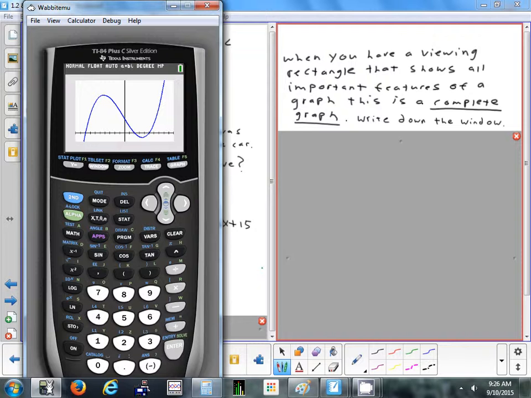I can see all the important features. I know that it's not going to turn again, just based on the highest exponent if I distribute it out. And I can see 2 turns. That's all that's ever going to happen. This side's just going to keep going down. That side's just going to keep going up. Any questions on what I'm looking for in a complete graph? Just write down the window. That's all you have to do.